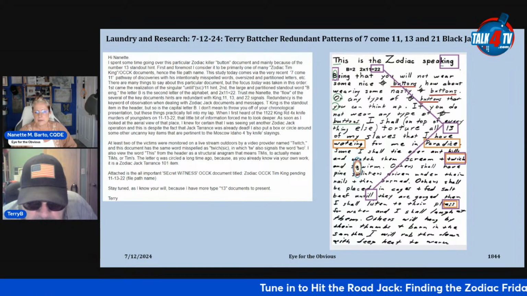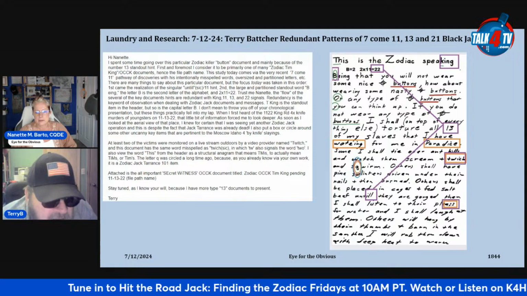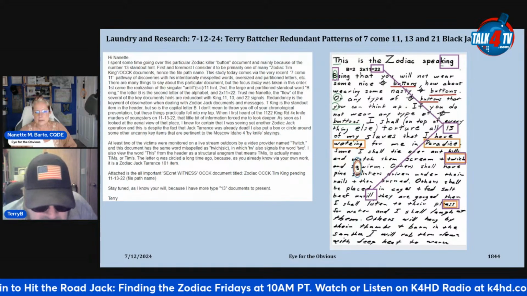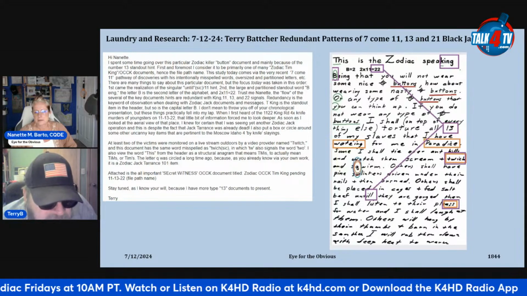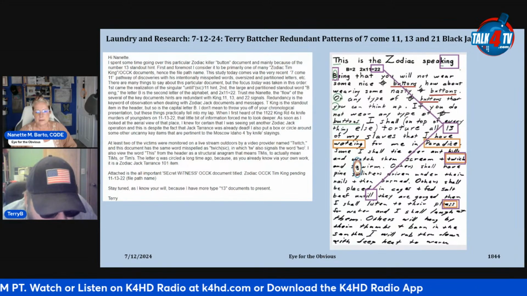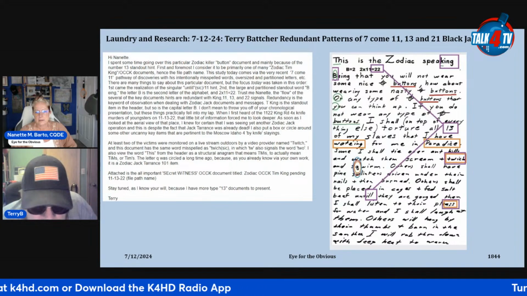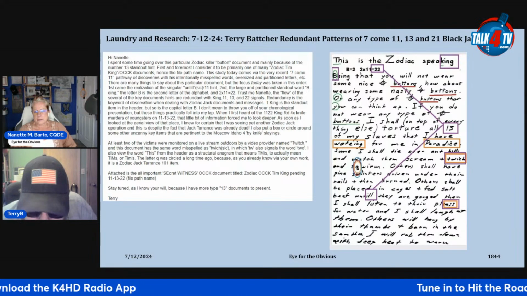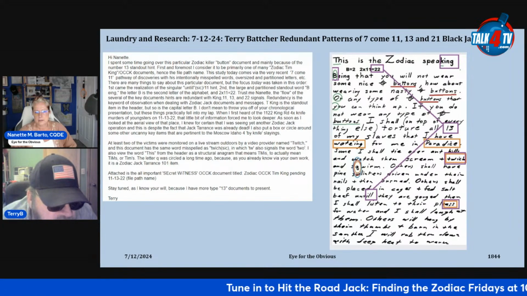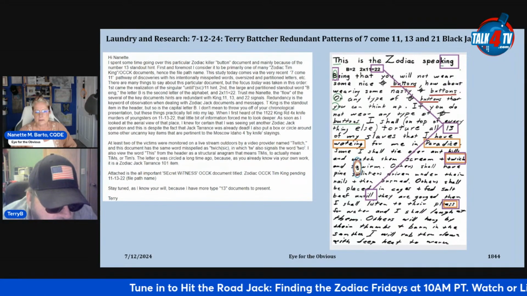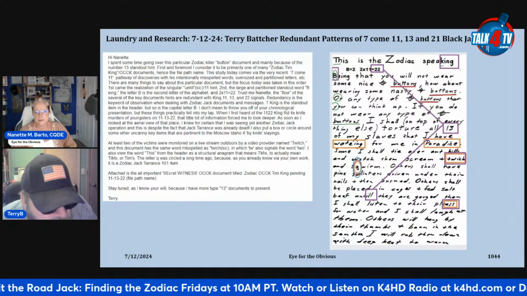I also put a box or circle around some of the uncanny key items that are pertinent to the Moscow, Idaho four by knife slayings. At least 2 of the victims were monitored on a live stream outdoors by a video provider named Twitch, I think properly spelled Twitch. And this document has that same misspelled word, Twich.